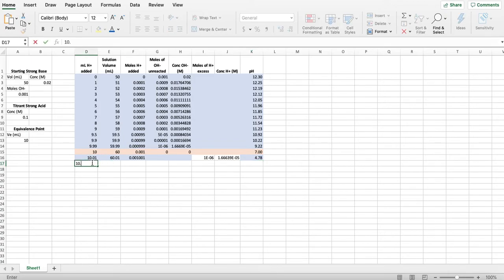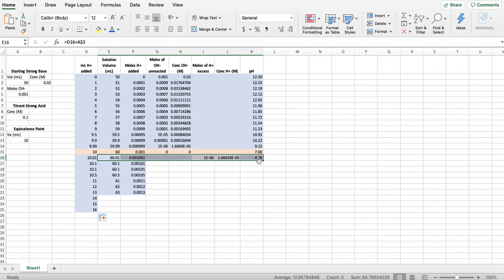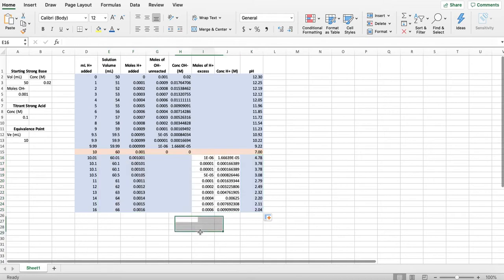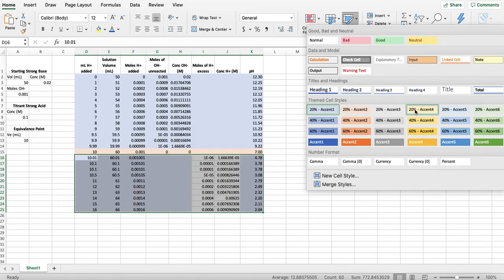So let's do 10.1, 10.10, 10.5, 11, 12, 13. We'll go up to 16. So some of them followed over and some didn't. So I'll just take this whole row here, drag it down, and everything filled in nicely. So here is region 3.